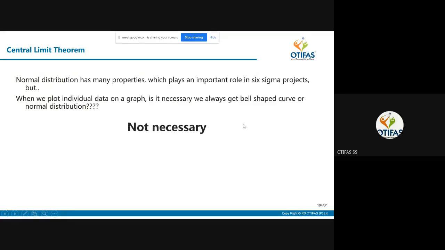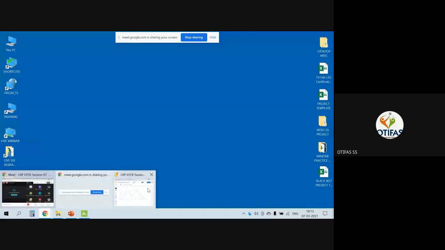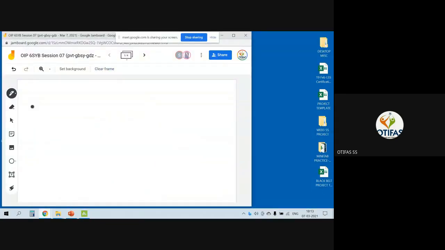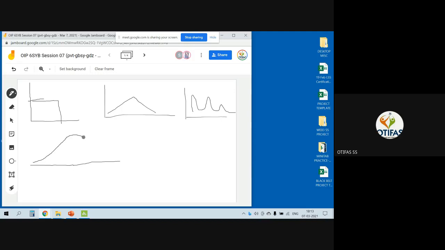Now, as I said, normal distribution has many properties which play an important role in Six Sigma projects. But when we plot a graph, is it necessary that we always get a bell-shaped curve of the normal distribution? Not necessary. The shape can be double peak, right skewed, etc. For example, suppose I got a population distribution like this, or like this, or like this. Anything can happen, isn't it? But it's not necessary that I always get this, because this is the most desired distribution. Sometimes you get it like this also. There are many distributions. Any distribution can happen.